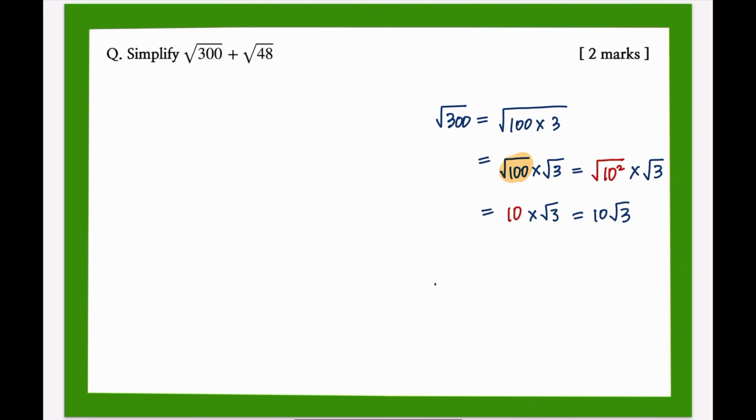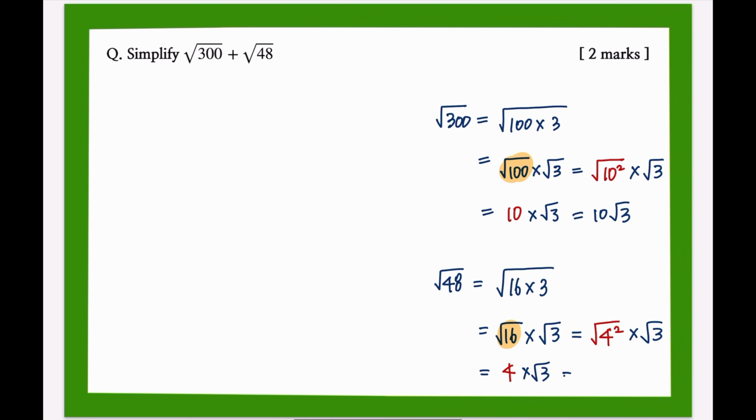Now let's simplify root 48. Root 48 can be split into root 16 times 3, which is root 16 times root 3. Since root 16 can be written as root 4 squared, let's write it there and then times root 3, which is 4 times root 3. So to simplify root 48, we get 4 root 3.